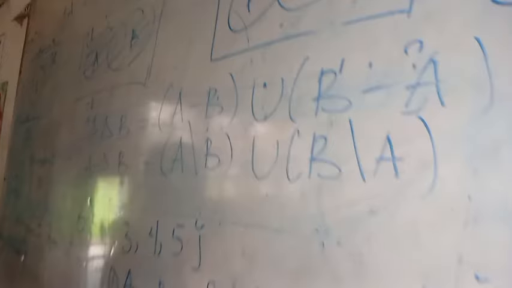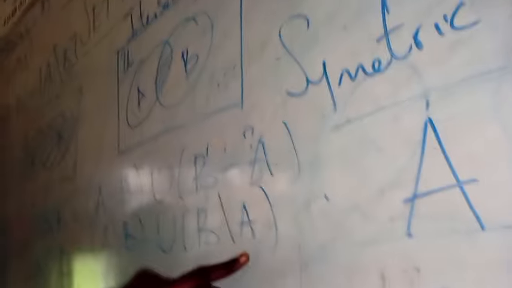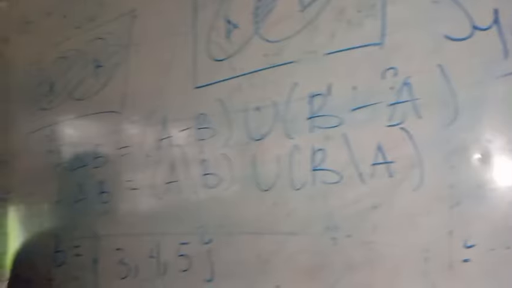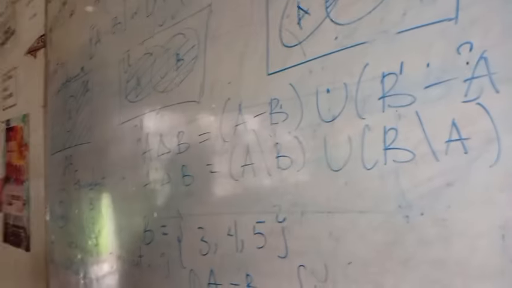Find the difference between A and B. Find the difference between B and A. The answer you get in A and B, the answer you get in B and A, then you add them together. Like you bring them together, you make them in a union format. Now, the tip is this. Take what is unique to each set.